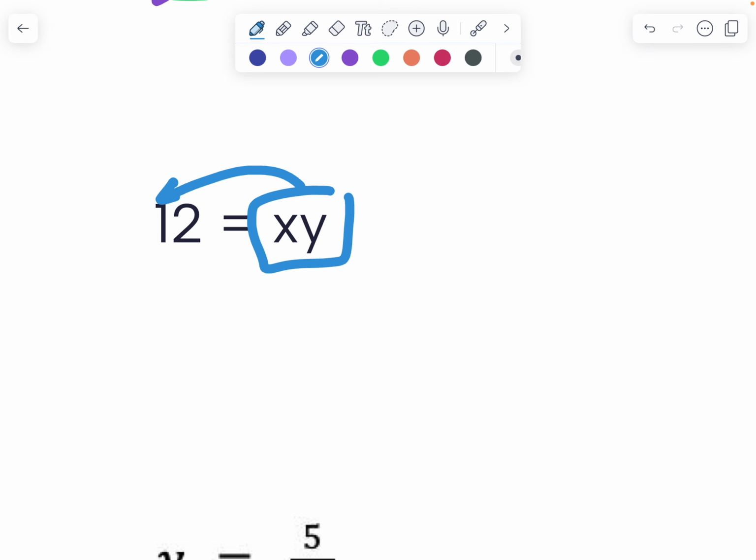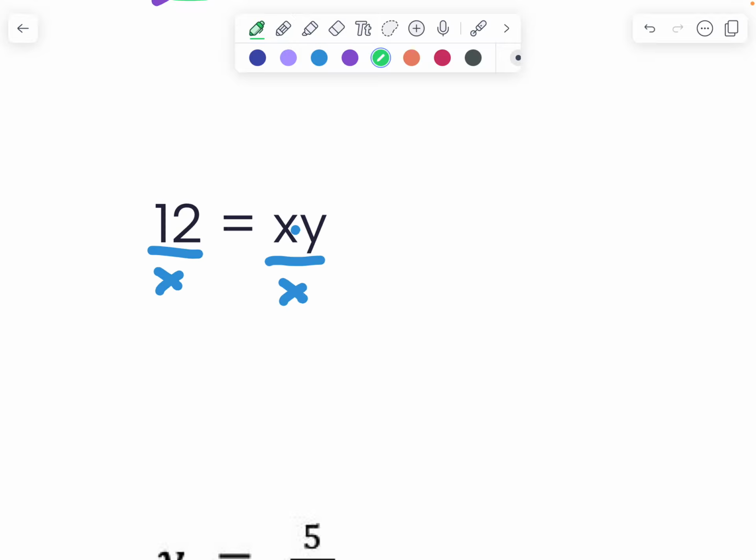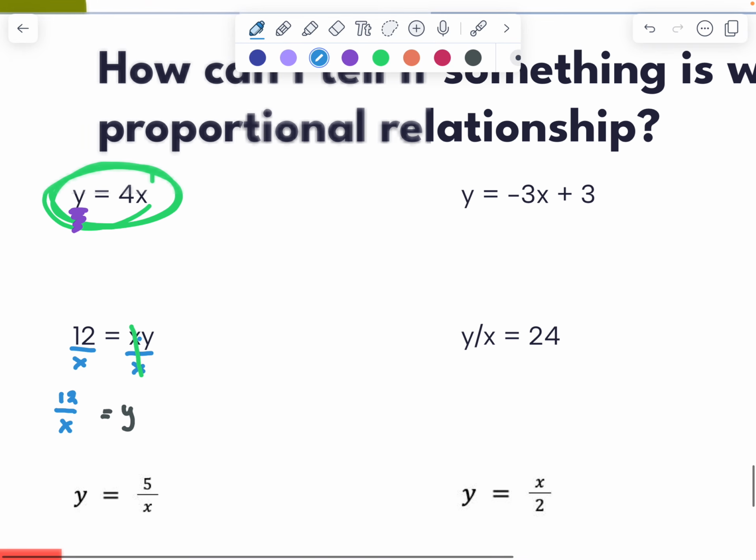So to move it over, instead of multiplying by x, I'm going to divide by x. On the right side, I have y alone. And on the other side, I have 12 divided by x. That's close, but it's not quite. I need that number times x. So this one, not proportional.